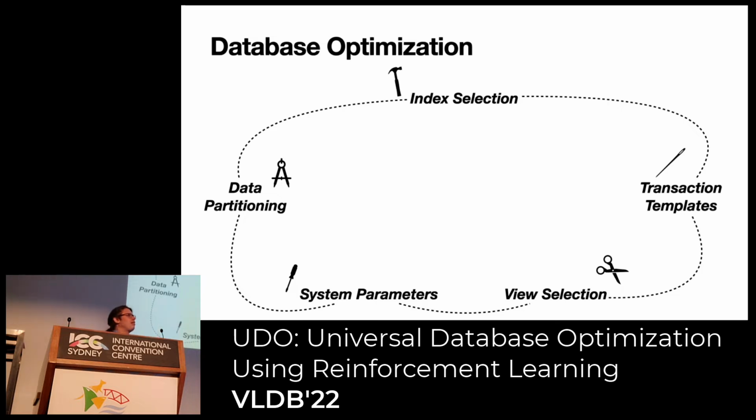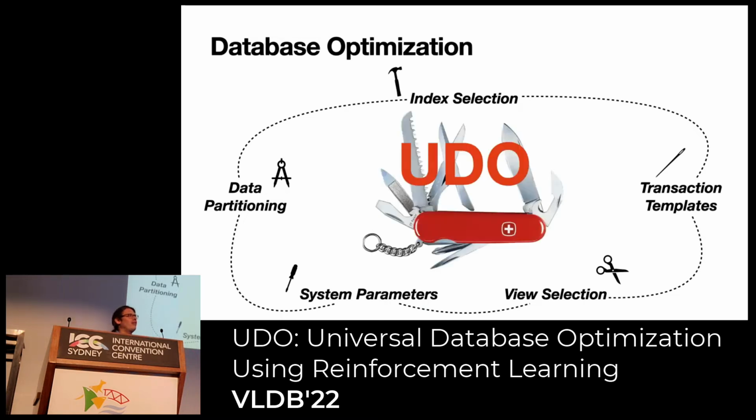And this has motivated us to create a system that we call UDO, the Universal Database Optimizer. And you can think of it a little bit like the Swiss Army knife of database tuning tools, because it addresses all of those different subproblems by one unified tool.